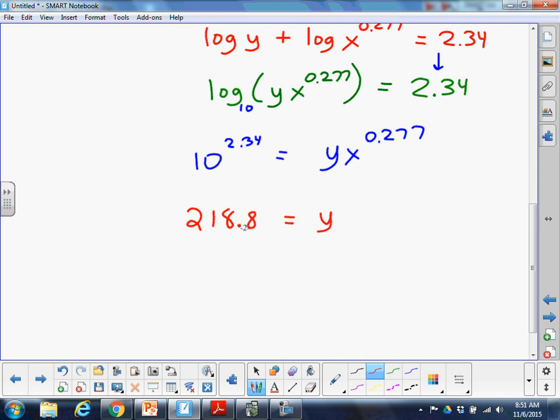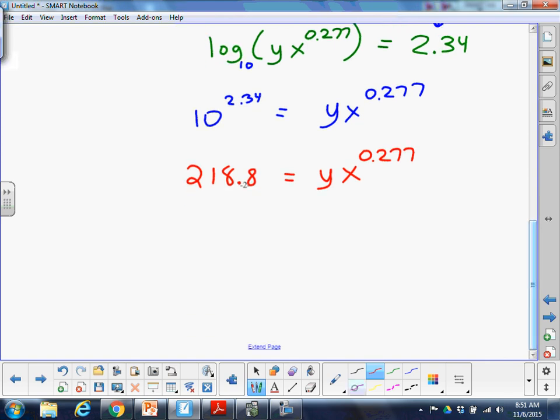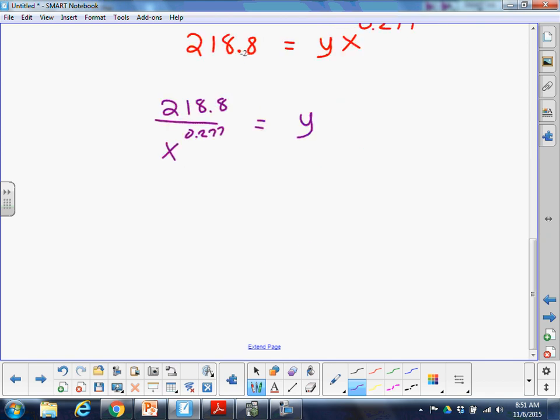And that equals y times x to the 0.277. Okay, now we want to solve for y. I'm going to divide both sides by the x to the 0.277 power. So I will have 218.8 over x to the 0.277. That's going to equal y. So we have solved it for y.